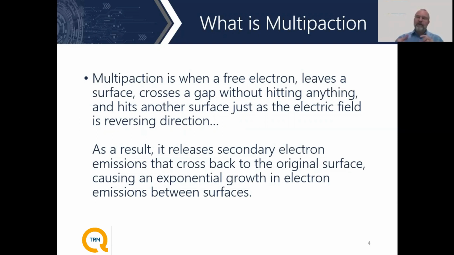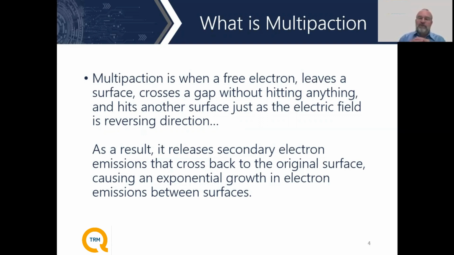Now, since the field has reversed, they're now being accelerated back the other way. So what happens then is we have an exponential growth in electrons traveling back and forth between these plates. That is the multi-impactor mode as far as how that actually happens.